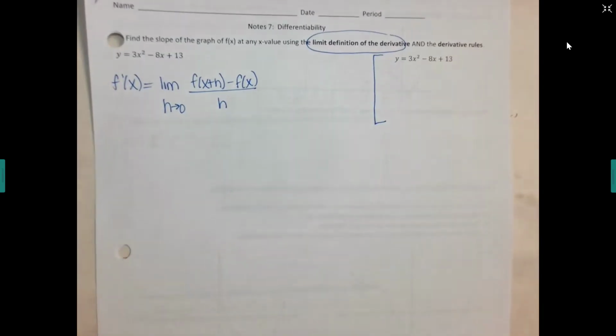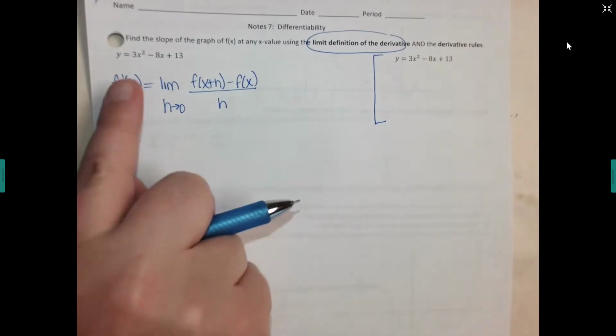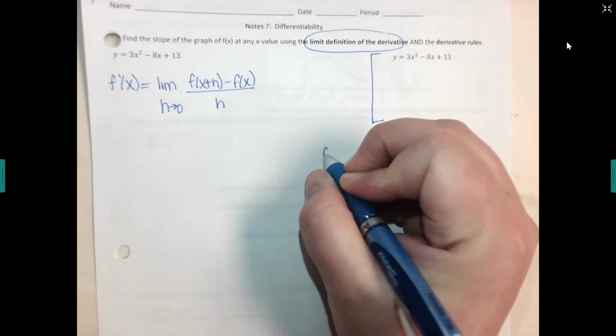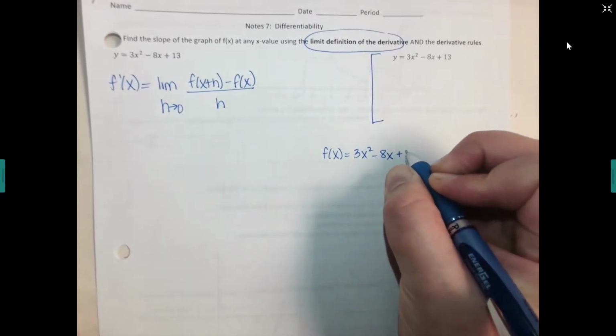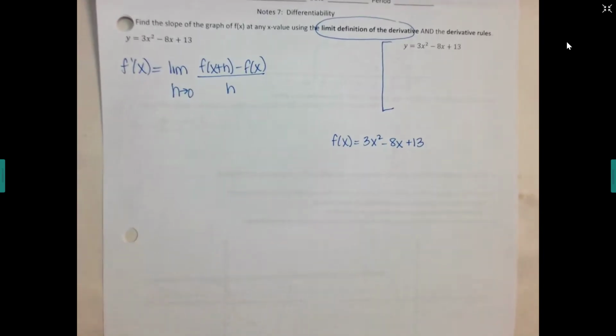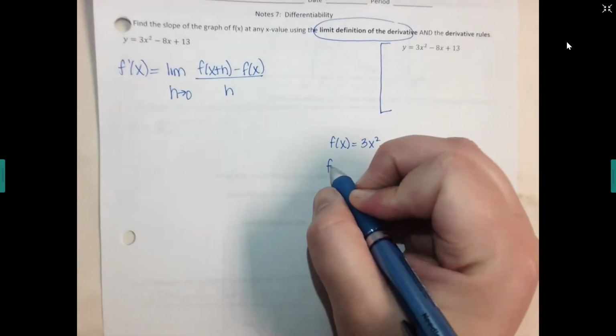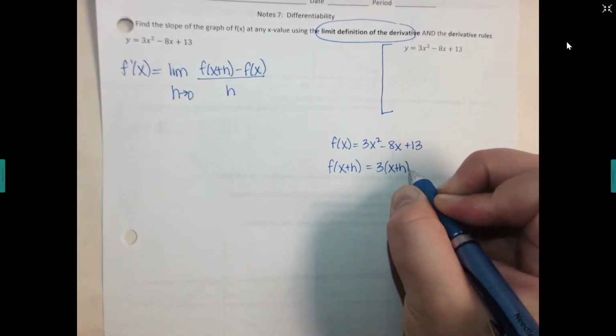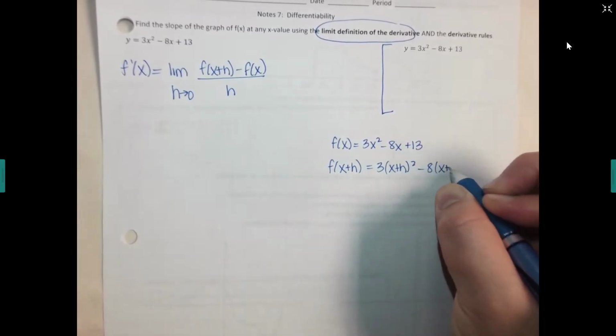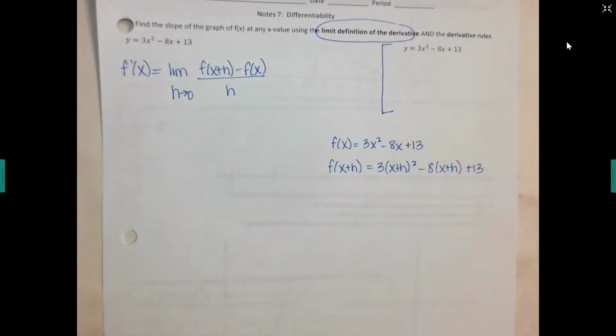So the first thing I'm going to do is find my f of x, which is right here. f of x equals 3x squared minus 8x plus 13. Then what happens when I turn my f of x into an f of x plus h? Do you remember? You just let the plus h sneak in where the x's are. So my f of x plus h would be 3(x plus h) squared minus 8(x plus h) plus 13.